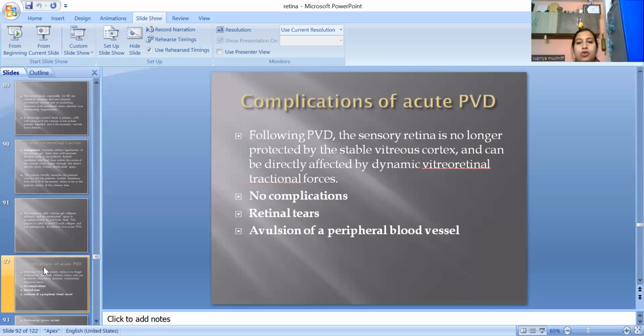Complications of acute PVD. Following PVD, the sensory retina is no longer protected by the stable vitreous cortex and can be directly affected by dynamic vitreoretinal traction forces. Complications can also occur in acute PVD, and retinal tears are another complication of acute PVD. Avulsion of a peripheral retinal blood vessel, which can cause a mild vitreous hemorrhage, which I have told you earlier, which can present as black spots or floaters in front of the eye, is also a complication of acute PVD.